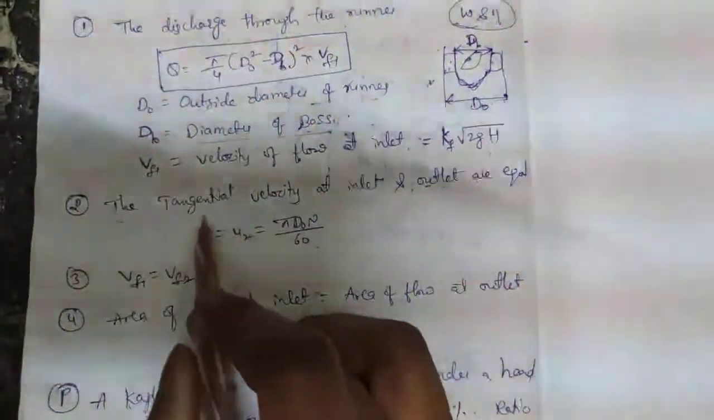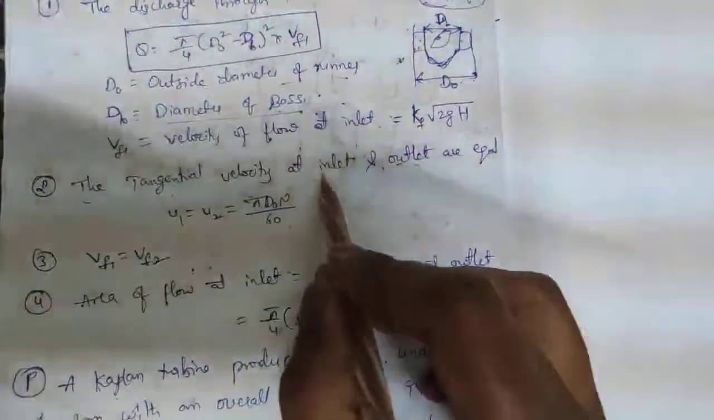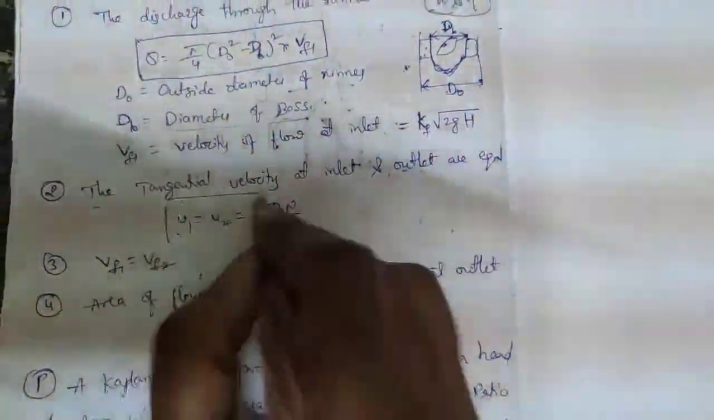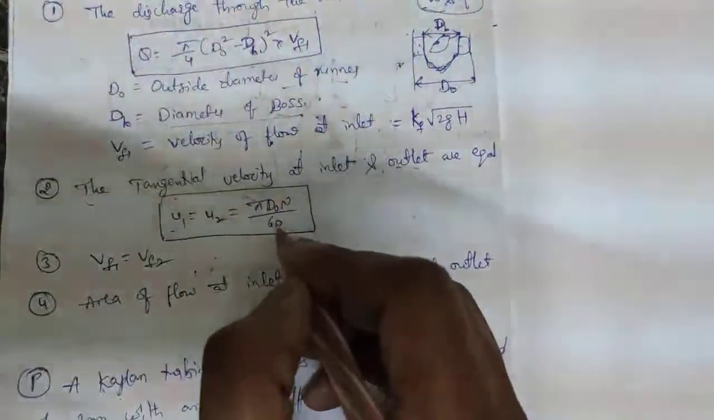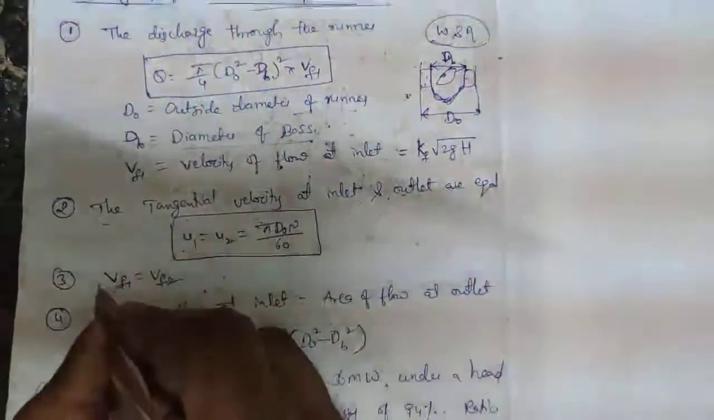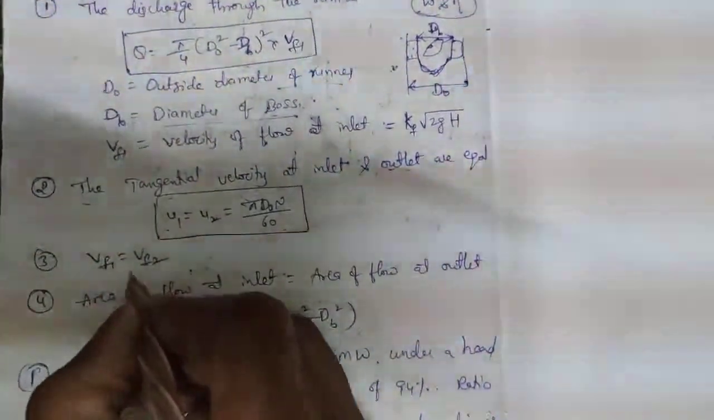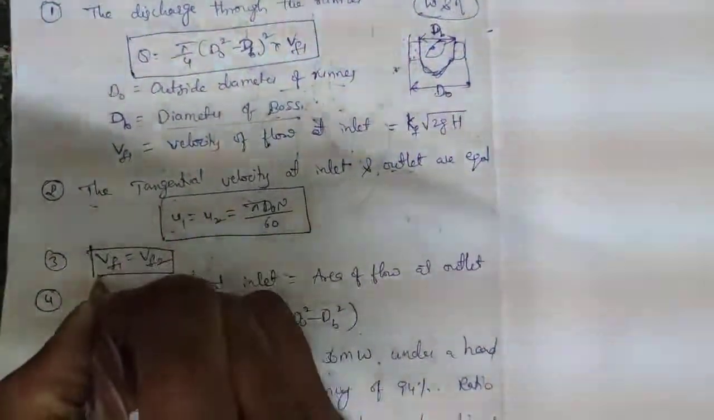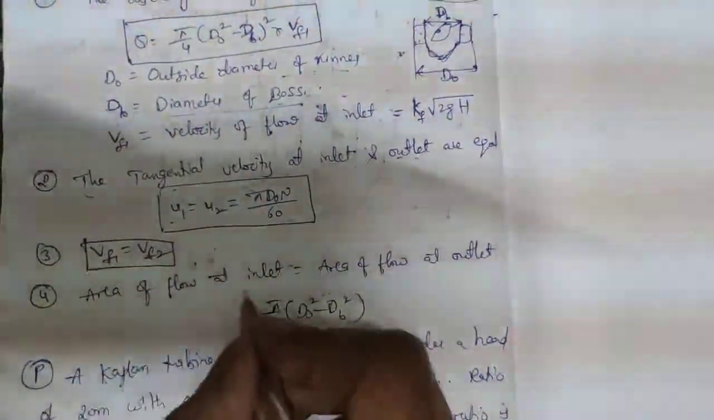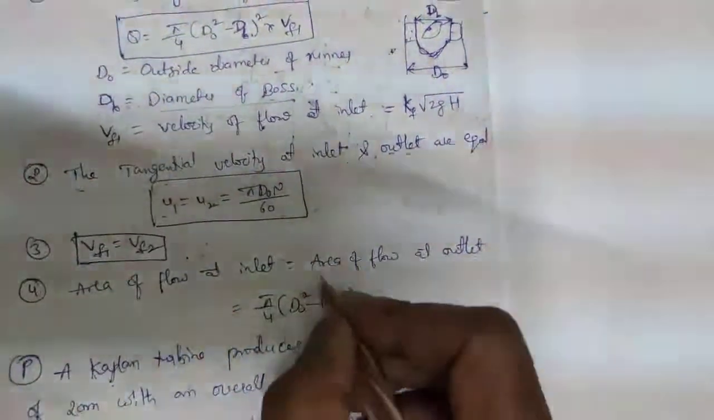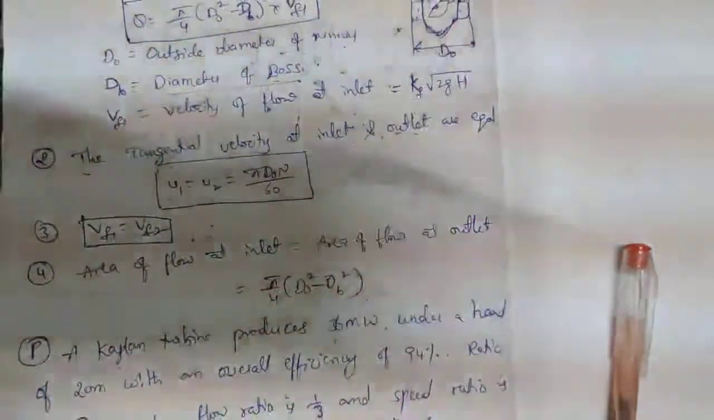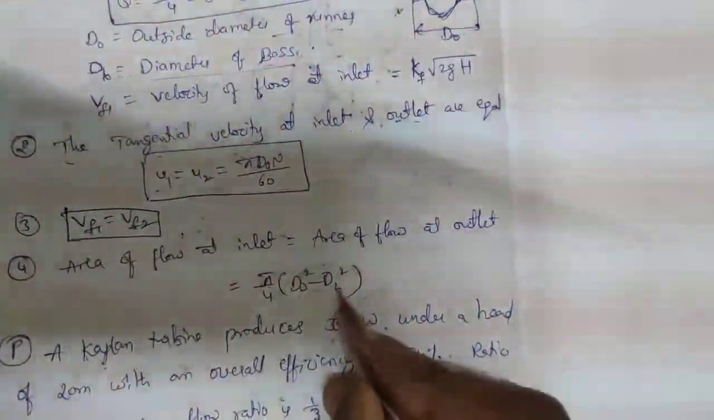The next proportion is that the tangential velocities at inlet and outlet are equal: u1 equals u2 equals pi d0 N by 60, where d0 is the outside diameter of the runner. Third, in the Kaplan turbine we consider the flow velocity at inlet and outlet to be the same. And the fourth proportion is that the flow area at inlet equals the flow area at outlet, which equals pi by 4 times (d0 squared minus dB squared).